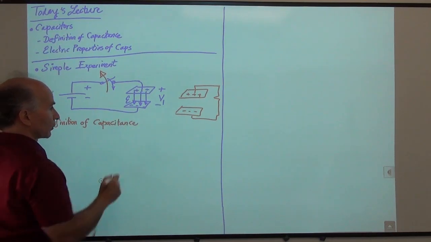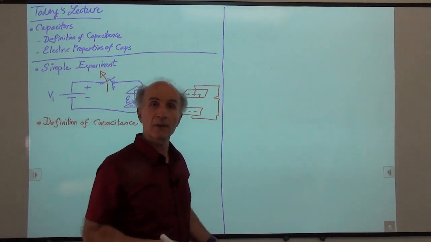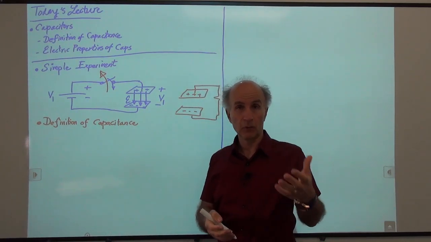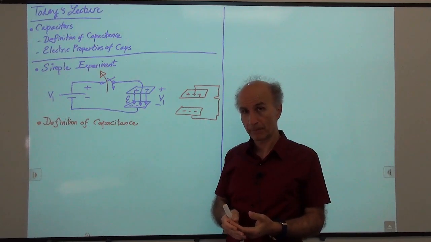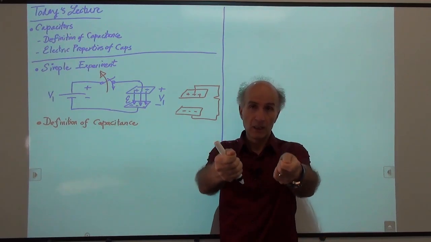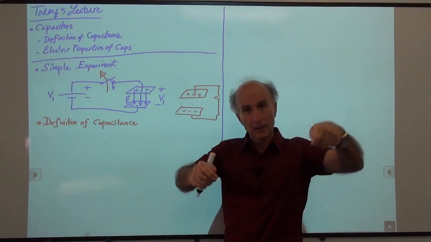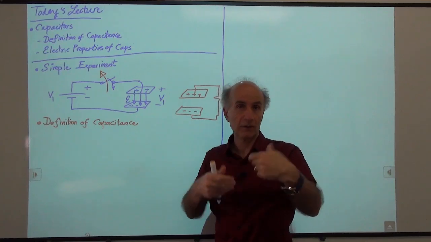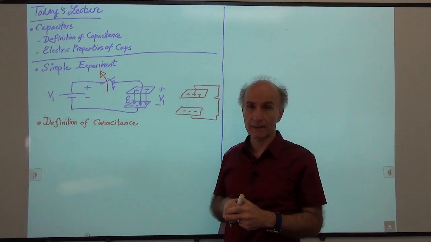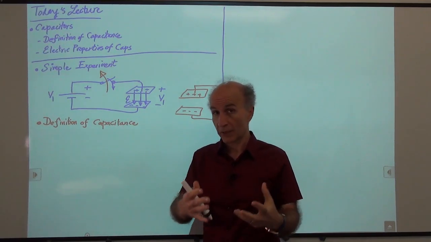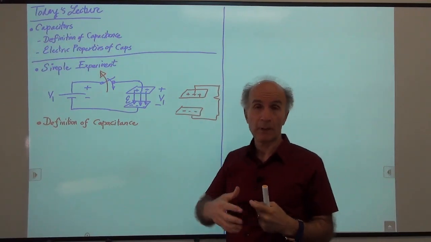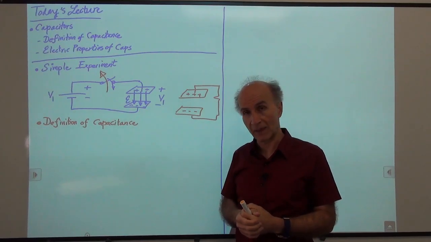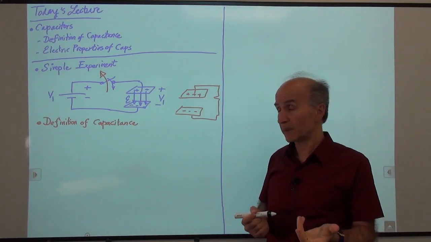Now, taking a step back, you remember that for resistors, we said the resistance is just given by the voltage divided by the current, right? It's a simple experiment. If I give you a device and I say how much is the resistance, you can hook up a battery, apply voltage, measure the current, and divide to find the resistance. So the question is, if I give a structure like this, and I say how much is the capacitance, what do we do? How do we go about determining that? Okay, so it shouldn't be that hard.